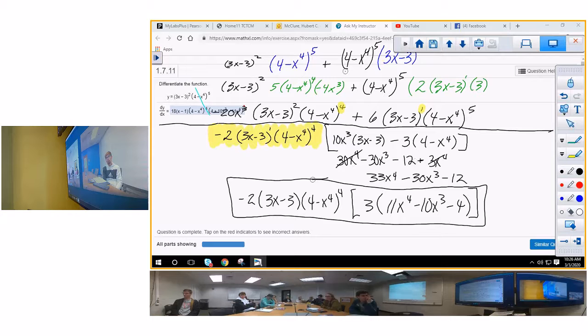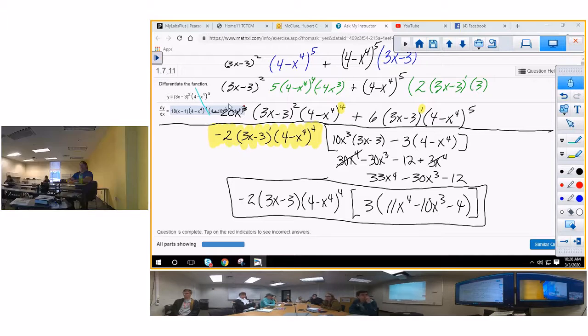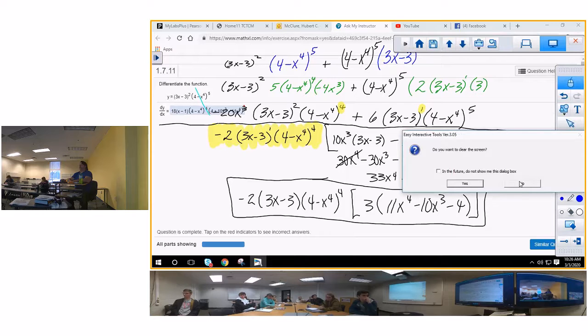Good test question though. I'll be lenient with this question because they factored out, like I said, a 3 there, and then they brought that 3 out here with this 3 and this 2. So, any questions on that one?